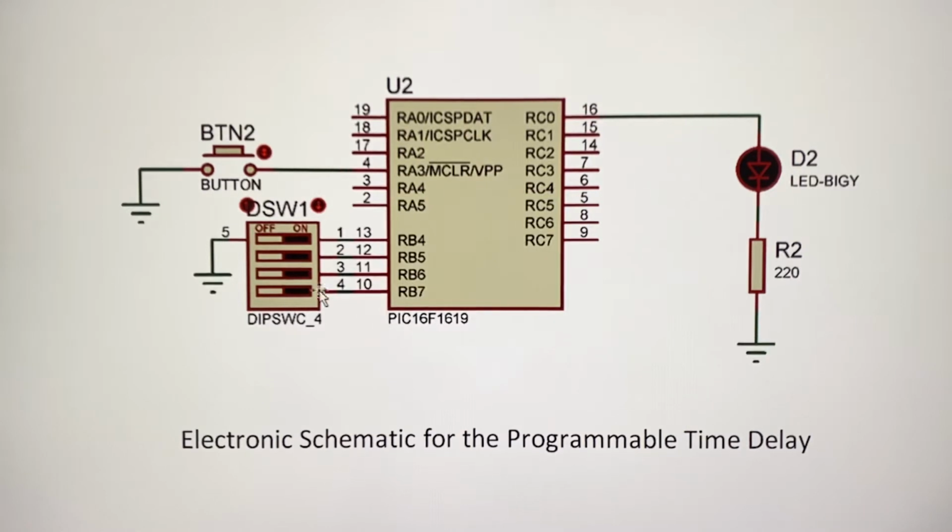In this case, with this DIP switch, we will select the time delay in seconds to generate a pulse right here to turn on this LED for the time preset by these inputs. The binary weight for the least significant bit, RB4, is 1. So these are the binary weights: 1, 2, 4, 8. So the maximum number we can reach is 15.